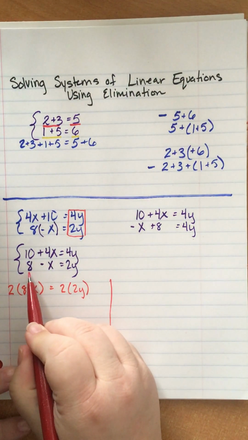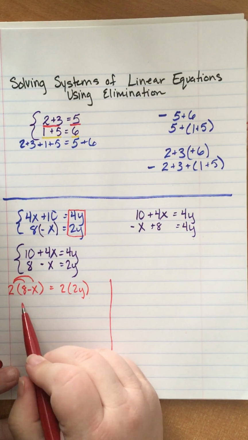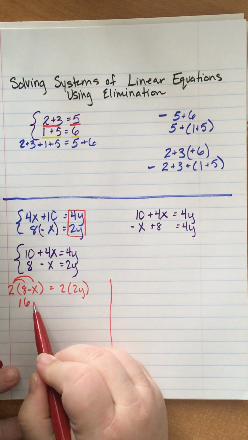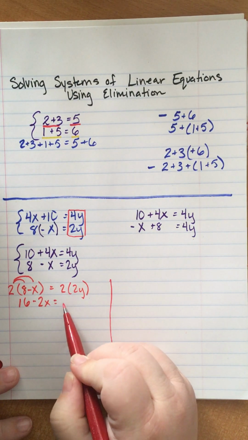So I'm multiplying 8 minus x by 2. Make sure we distribute that to everything in here. 2 times 8 is 16. 2 times negative x is negative 2x. 2 times 2y is 4y.